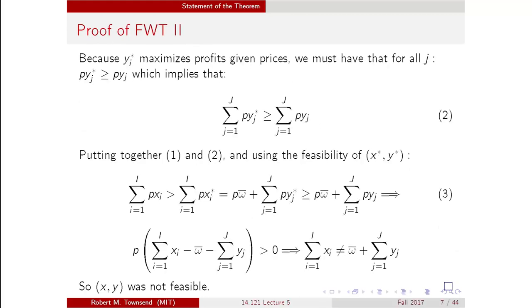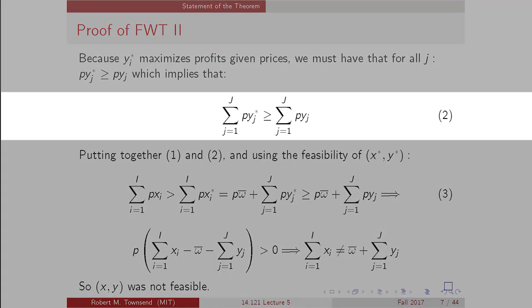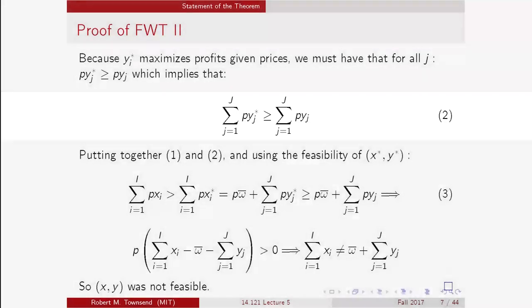Okay, then the next step is to review the definition of profit maximization in a competitive equilibrium, meaning at Yj star, the valuation of profits is not less than at any other technologically feasible vector Yj. And this is true for each firm j, hence true for all of them. So we can sum up over them.